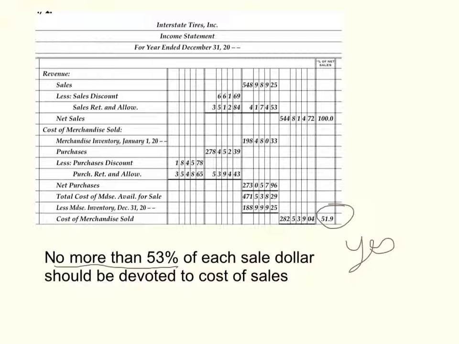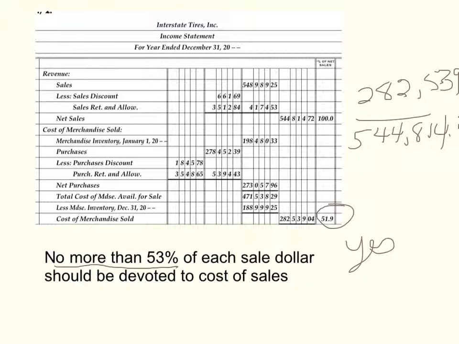To calculate out the 51.9%, you would have taken $282,539 and divide it by $544,814.72, your total sales. This came out to 51.85. Remember, we needed to round to the nearest tenth of a percent, making this 51.9.